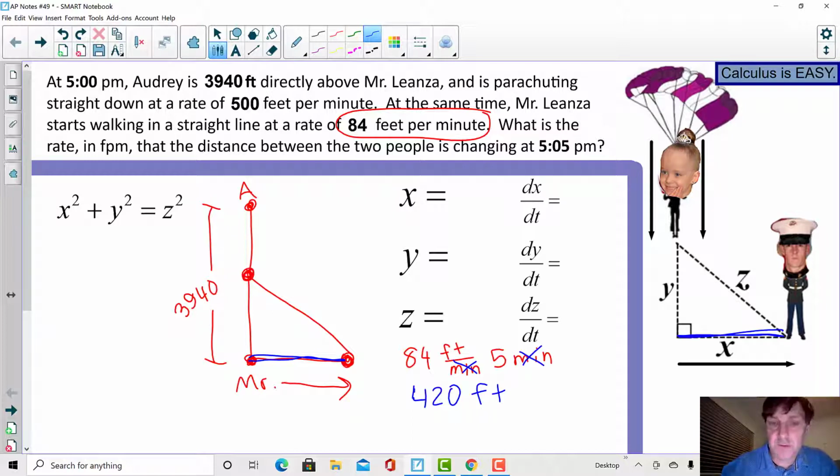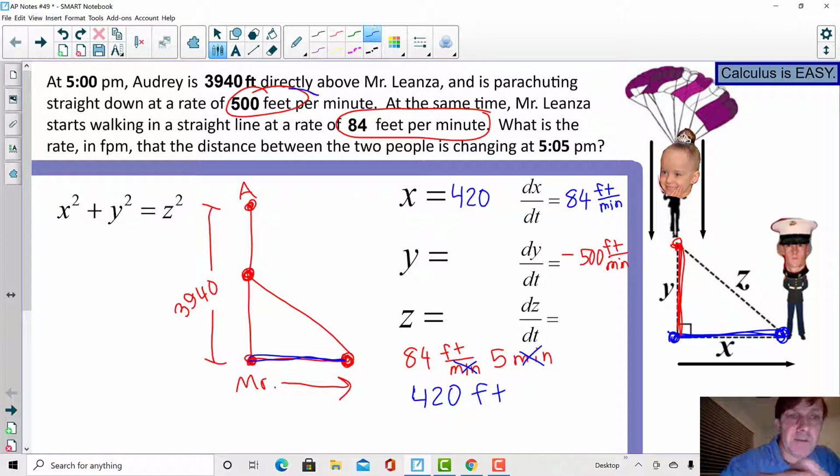It's 420 feet. X prime is the rate of change of x, so it's how fast Mr. Leanza is moving. So for this example, we're going to say 84 feet per minute. And we're going to choose positive because that side of the triangle is increasing. So the derivative should be positive. Now, if we choose this side to be y, this side is decreasing. So the derivative will have to be negative. The rate for Audrey is 500 feet per minute, but it's going to have to be negative.